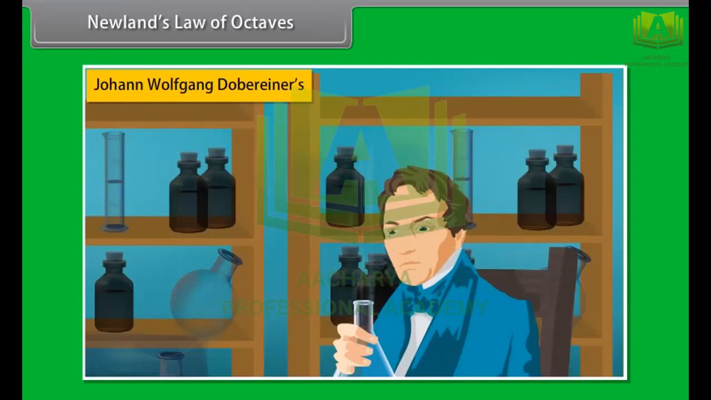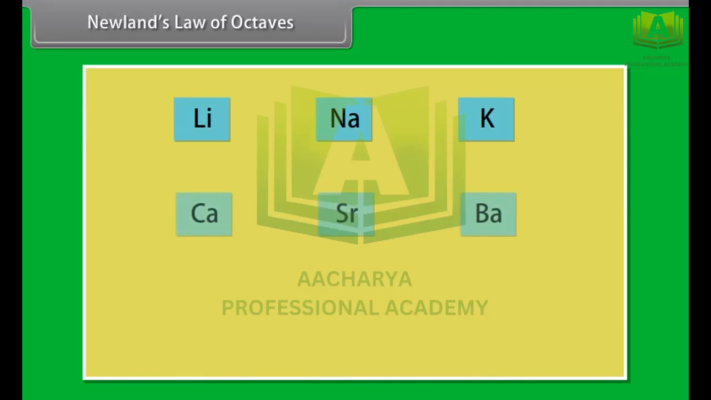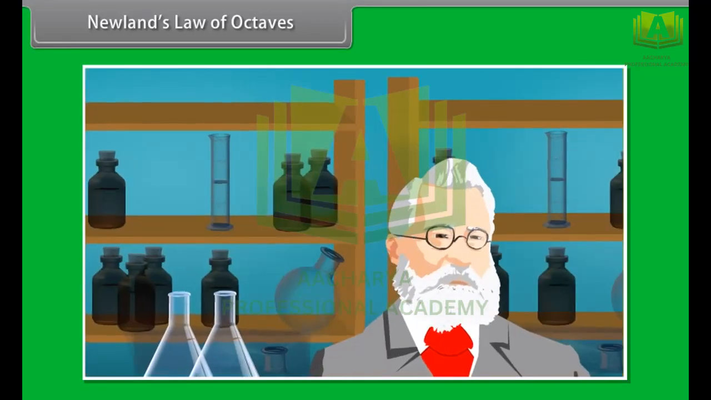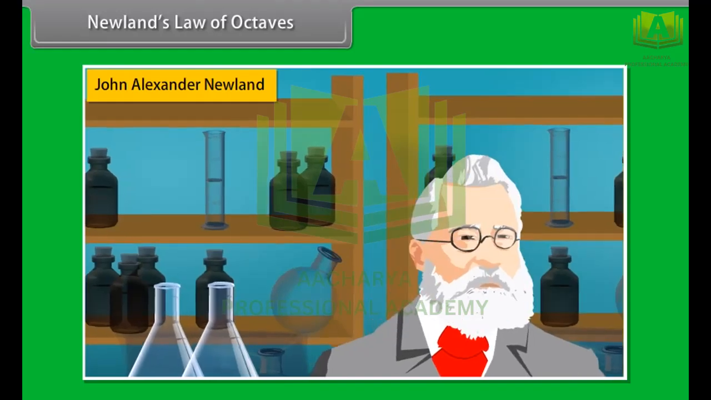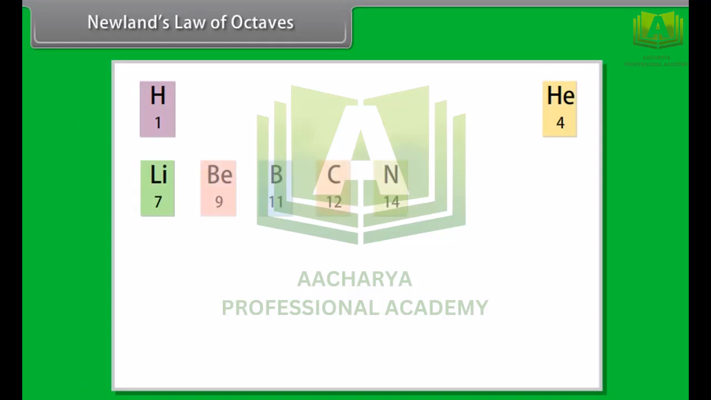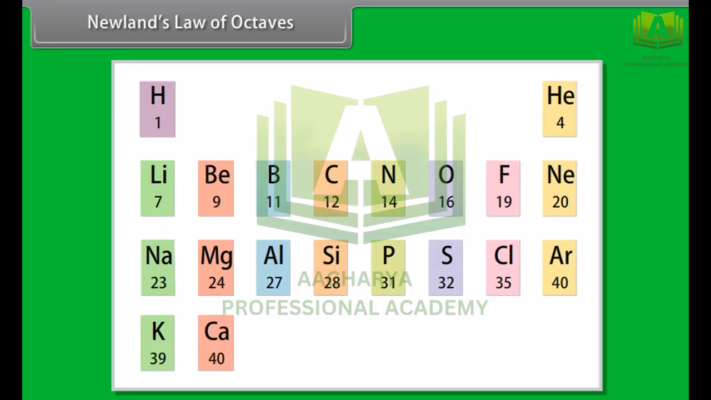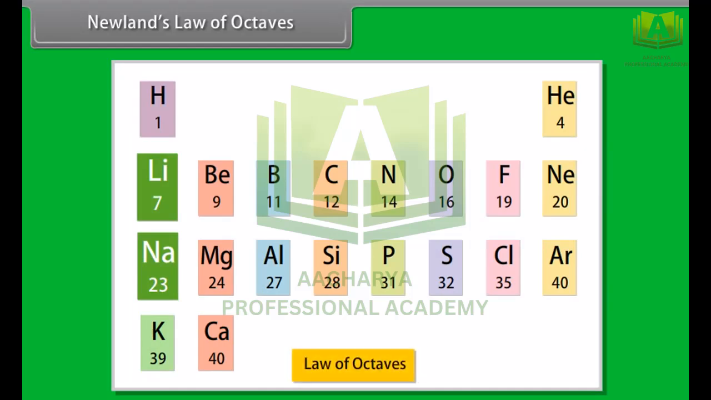Dobereiner's research simultaneously encouraged other scientists to start classifying elements. The triads were not useful as they could classify only three elements at a time. In 1864, John Alexander Newlands, an English chemist, discovered that when elements are arranged in the increasing order of their atomic masses, atomic weight, every eighth element had properties similar to the first element. This is called the law of octaves.